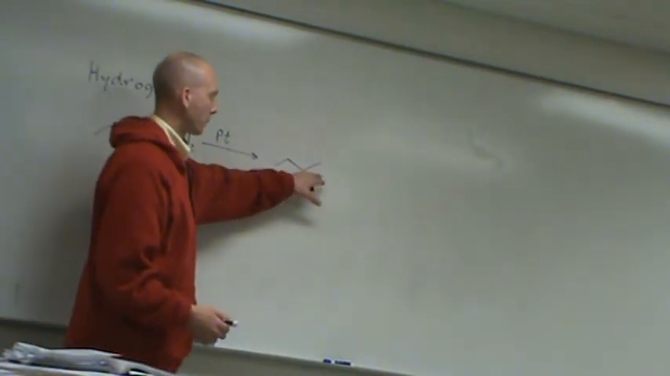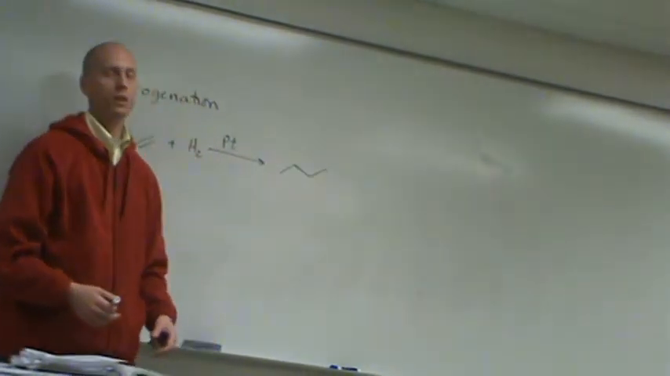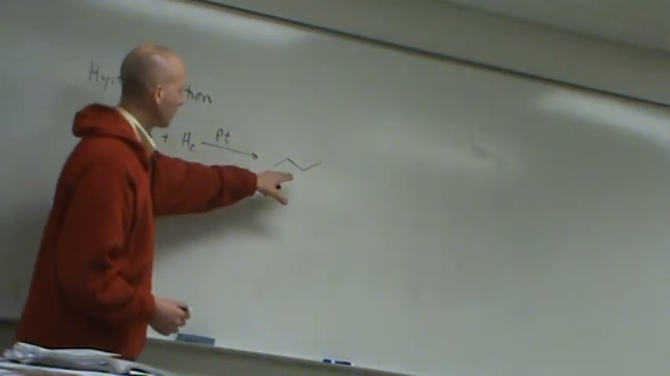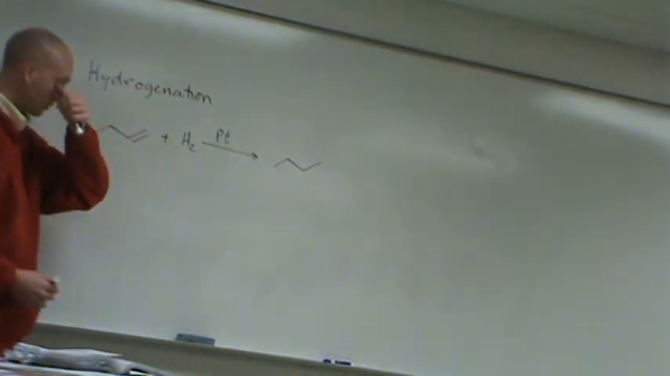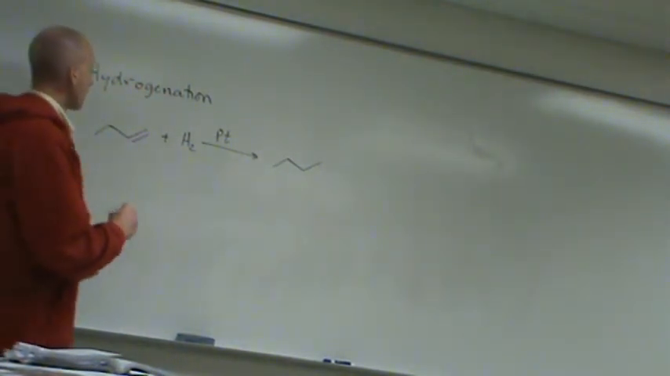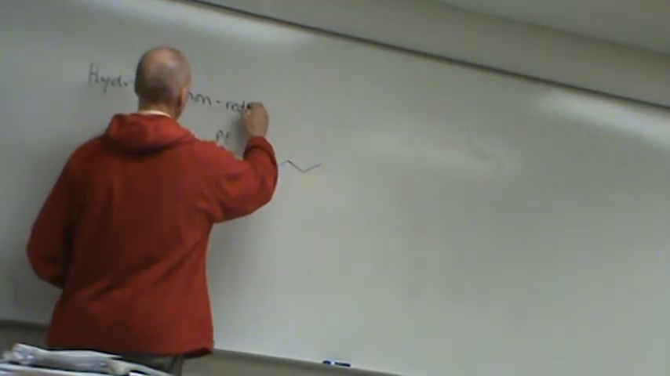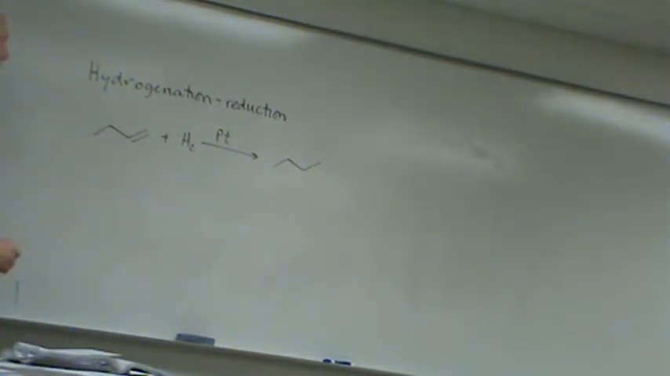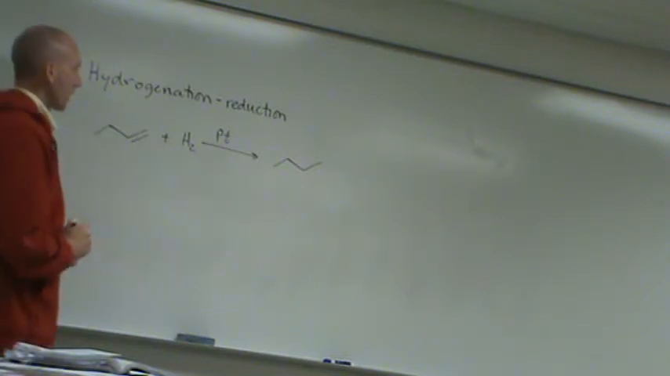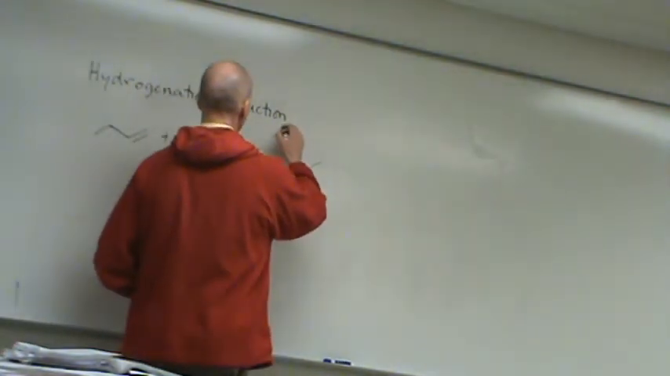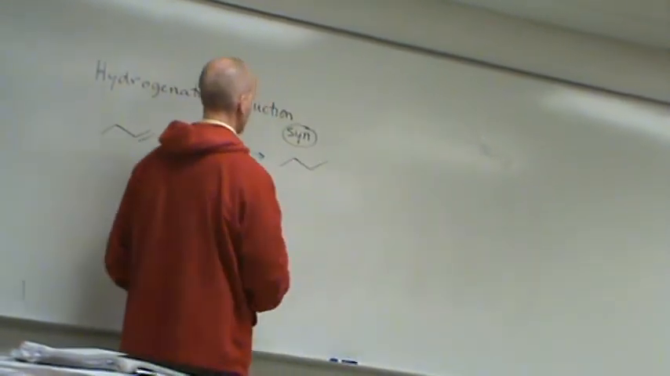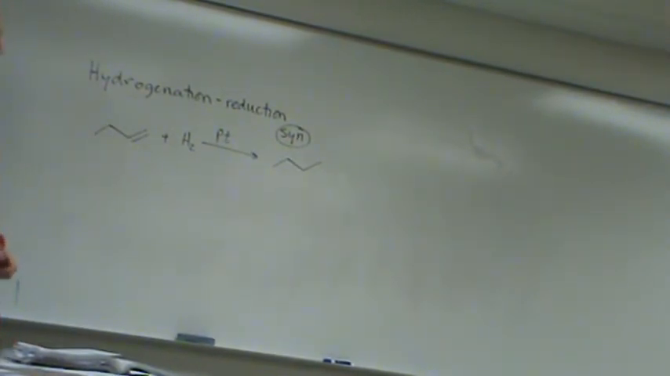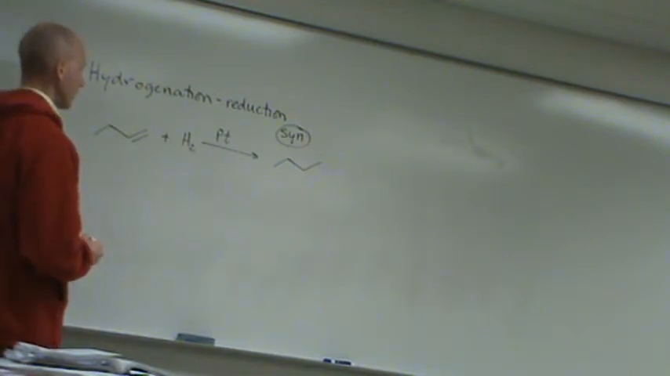We hydrogenated the double bond, or we saturated the double bond with hydrogens. Or we did what? We reduced the double bond. Okay? We reduced it. So a hydrogenation reaction is a reduction reaction. Well, what I want to do now is remember that one of the main properties of the hydrogenation is that it went by syn addition. Okay? It went by syn addition.